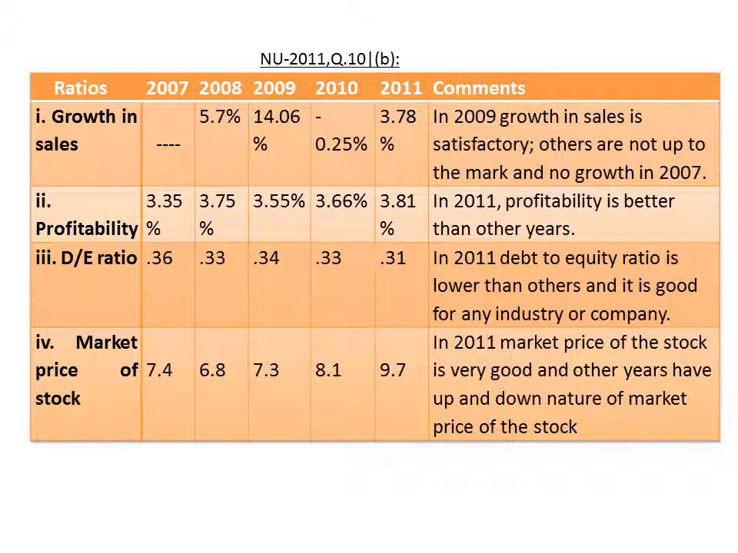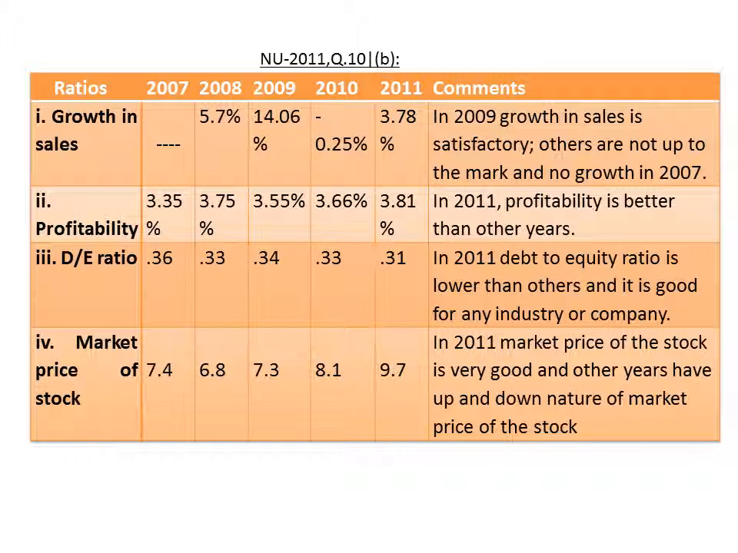Now we comment on the structure. Growth in sales in 2009 is satisfactory, the others are not up to the mark, and there is no growth in 2007. Profitability in 2011 is better than other years. Debt equity ratio in 2011 is lower than others and it is good for any industry or company. Market price of stock in 2011 is very good, and other years have an up and down nature of the market price of the stock.